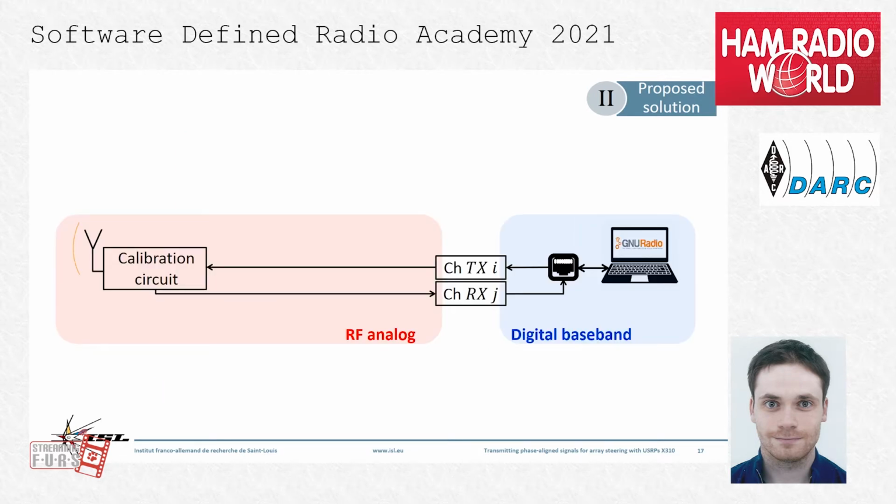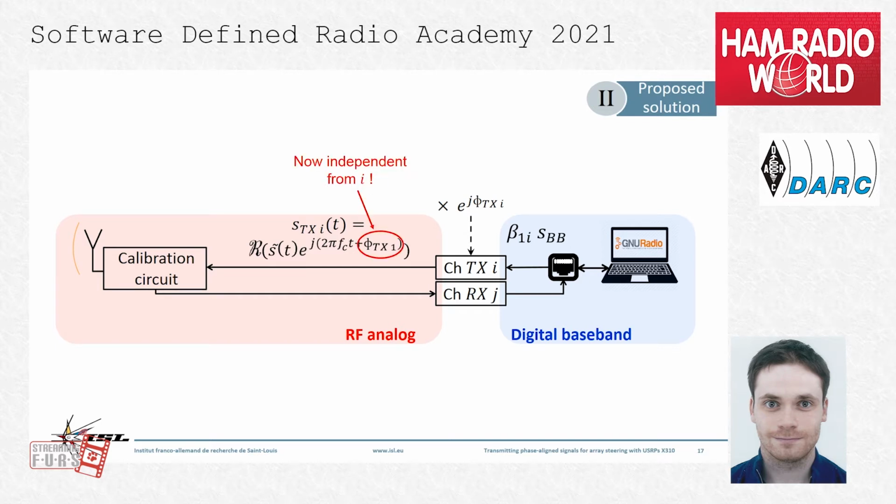Finally, we can update the digital baseband signal to be transmitted with the term we just computed. This way, when the updated signal is converted to the RF analog domain, its new expression will look like this. And we can note that now the phase term is independent from the index I of the transmitting channel. And this should mean that the RF signals will be phase aligned when reaching the antenna array, finally enabling proper array steering.